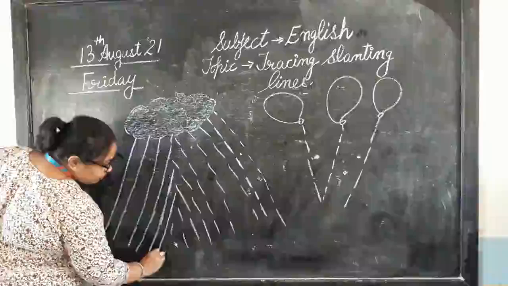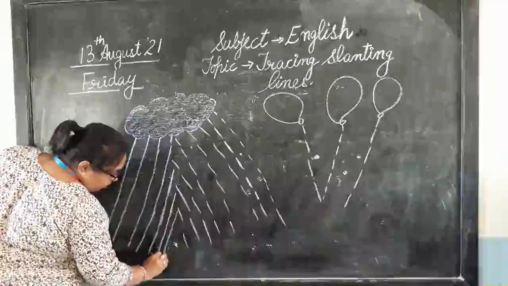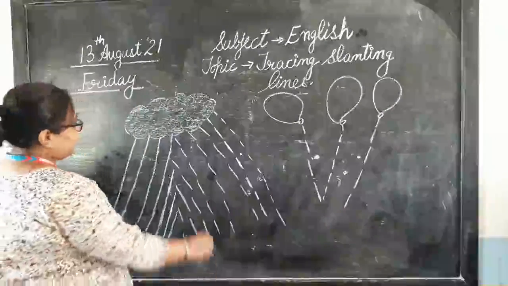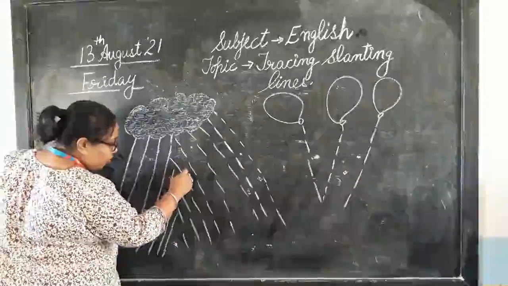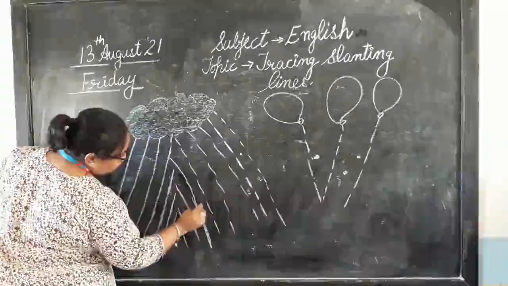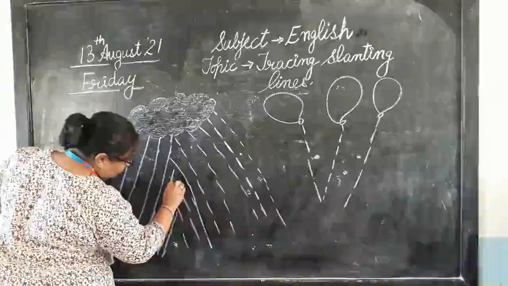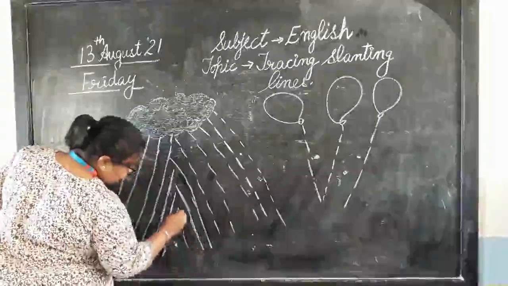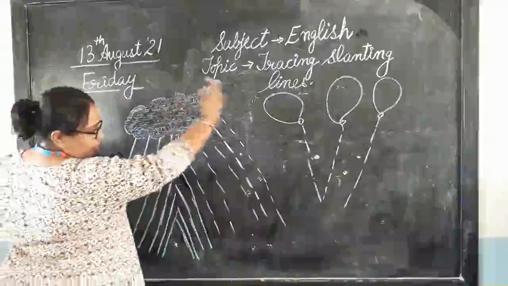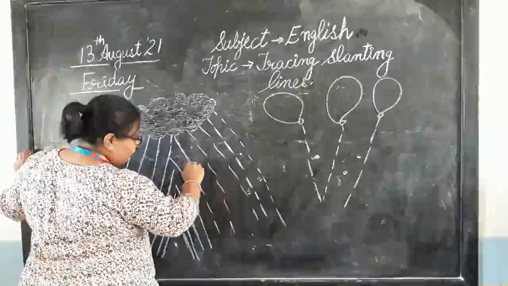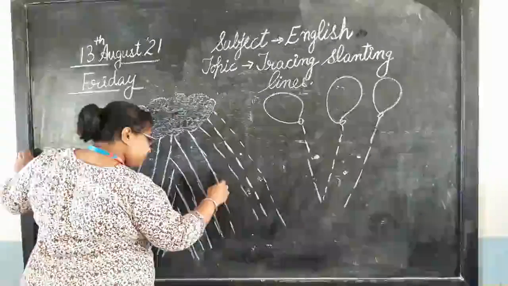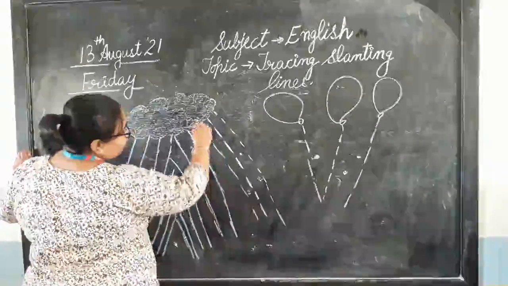So these are all left slanting lines. Why? Because they are coming towards the left hand side. Now comes the right slanting lines. So like this we will draw right slanting lines. Clear? So see, you have to cover the lines properly. Like this. And now when they are going towards your right hand side, so they are your right slanting lines. Understood, class? This is how you will do it.